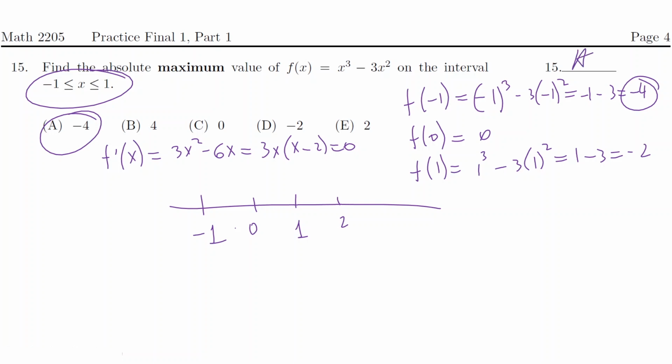Moving on. Sorry, 15 is not A. Sorry, I just messed it up. For whatever reason, I said -4. We're looking for the absolute maximum. So the answer is C, 0. See? Always have to be careful with checking your answers.